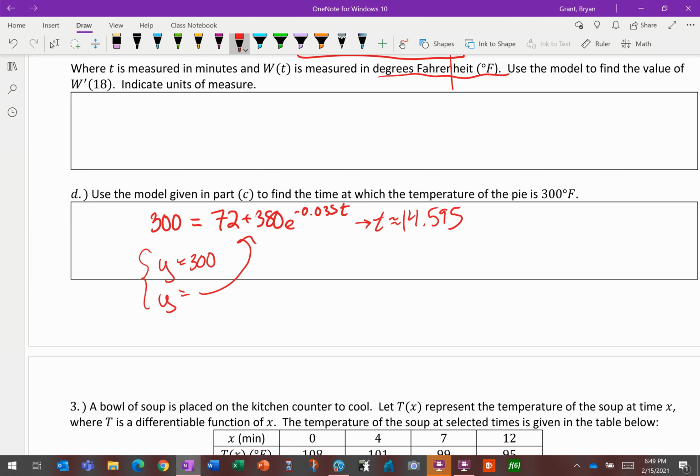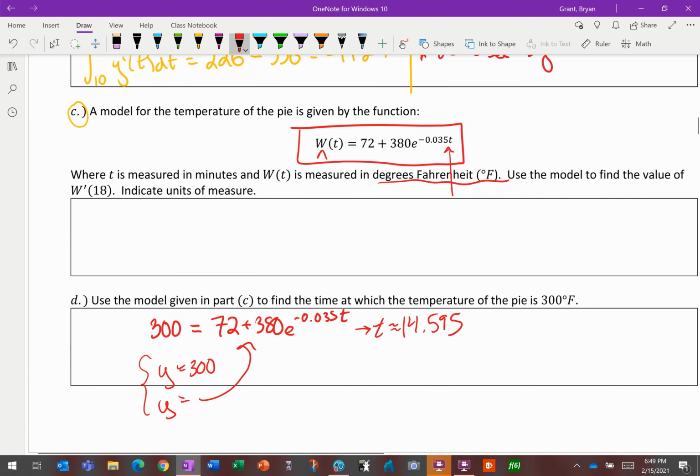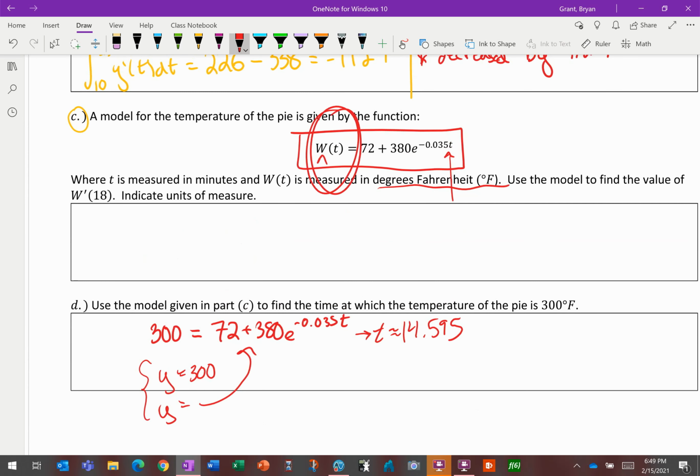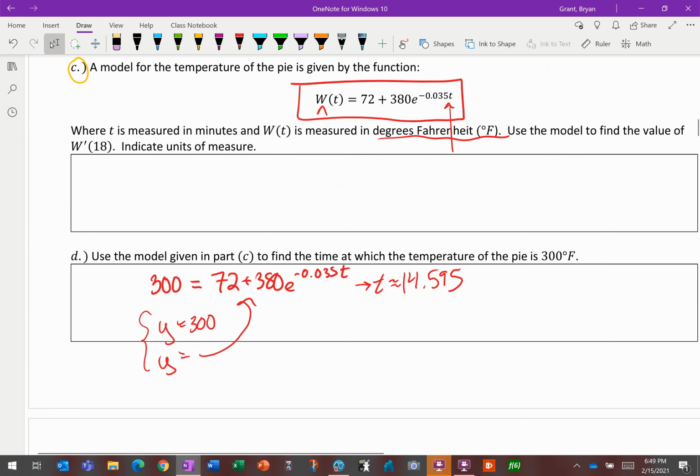Now, would you have this problem on the AP exam? No, because no part of it required calculus. Now, if this was W prime, and this is where the AP exam can get a little shifty, and they said W prime is measured in degrees Fahrenheit per minute, and find the time at which the degrees Fahrenheit per minute is 300, you'd set up the same thing, you'd solve the same thing, but now we've used calculus because this equation was a calculus equation with W prime, so it's a very fine line.